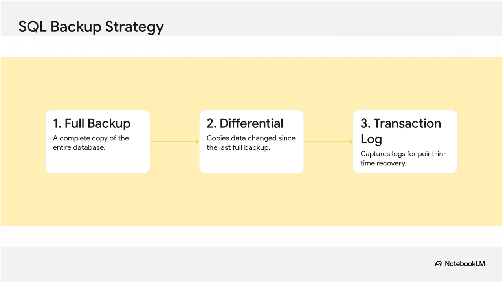Then, to save time, you do differential backups, which just grab the data that's changed since the last full one. And for super precise recovery, like down to the minute before disaster struck, you use transaction log backups.